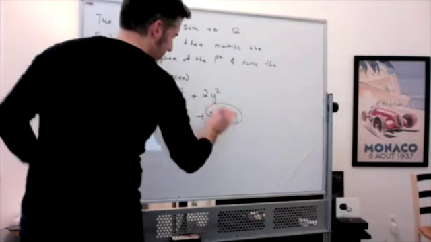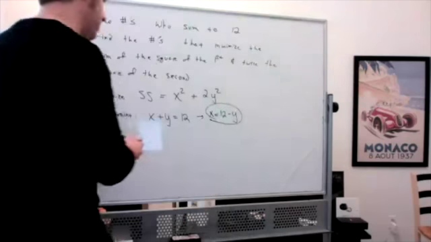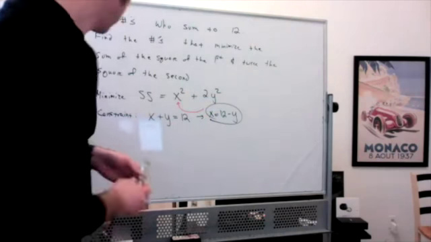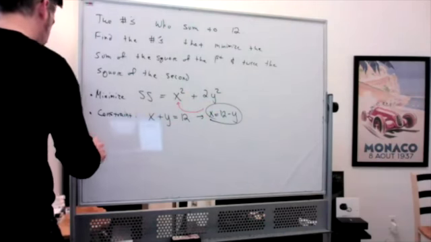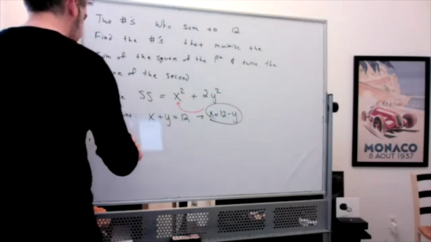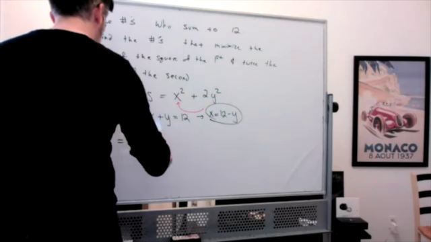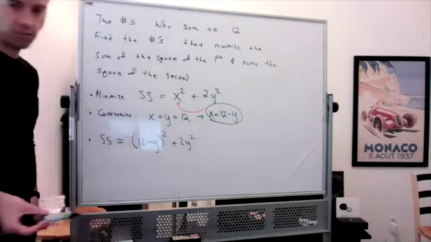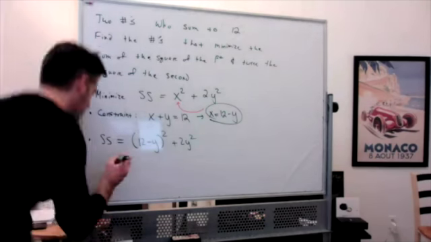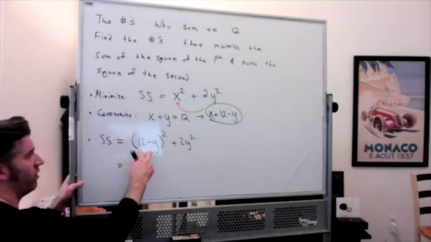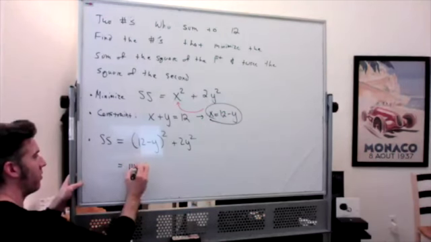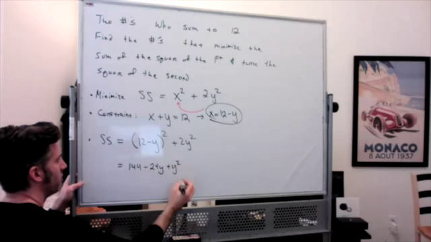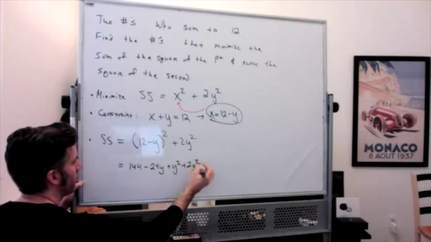And that is what's going to get substituted in for x right there. So now I have that the sum of the squares is equal to (12 minus y) quantity squared plus 2y squared. Okay, let's multiply this out. This is going to equal 144 minus 24y plus y squared plus 2y squared.